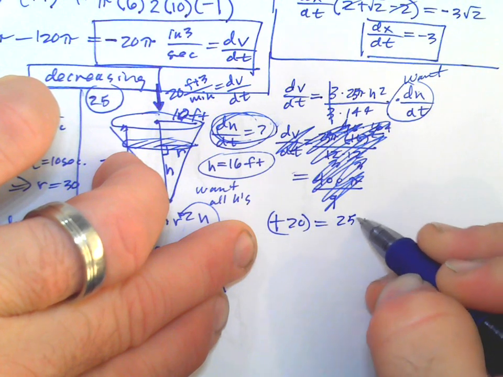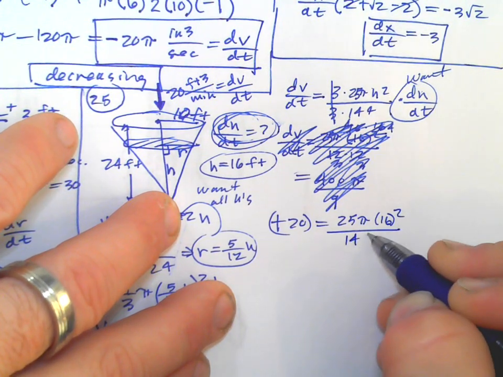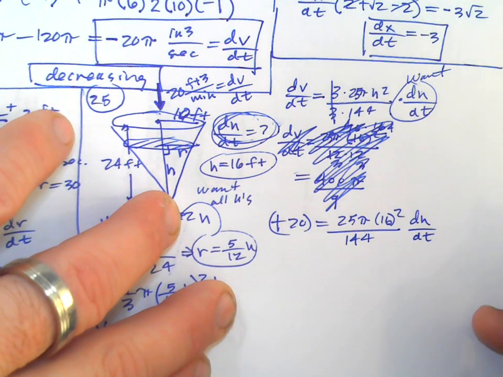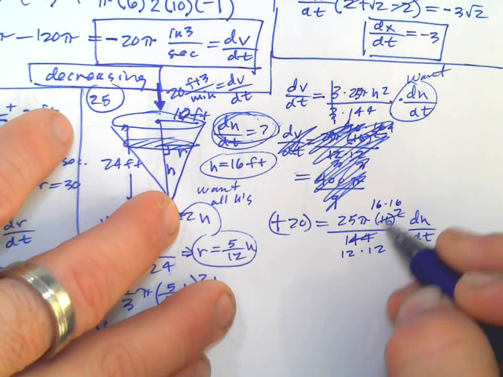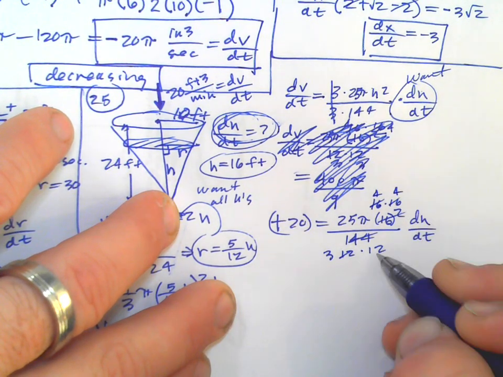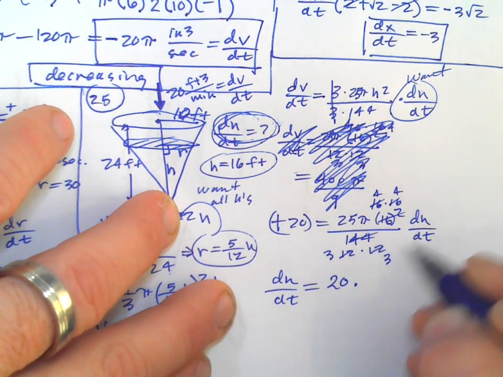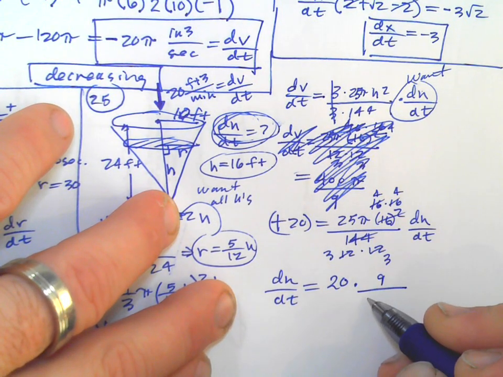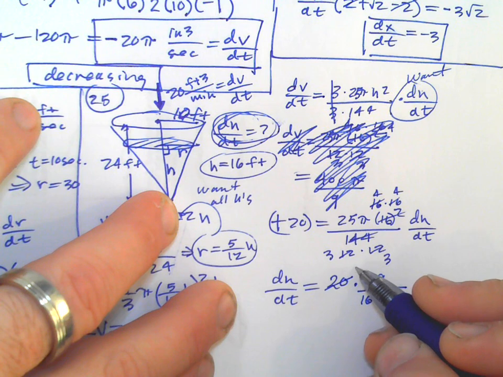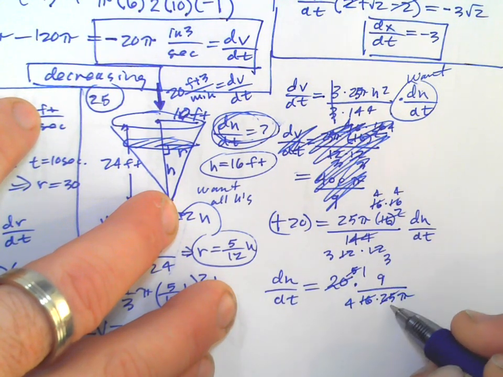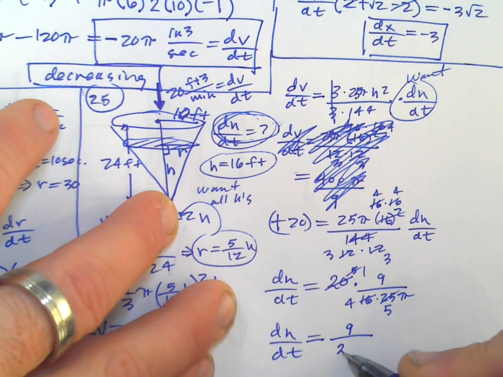And then 25 pi, you plug 16 in for the height. dh/dt, so we could reduce it like I was doing before, just to make it easier right now. Take a 4 out of that, and this, and a 4 out of that, and this. And so then dh/dt equals 20, and then you multiply by the reciprocal of this. It's going to be 9 over 16 times 25 pi. And we could reduce this some more. 4 comes out of that 5 times, and 4 times, and 5 comes out of that 5 times. So we finally get dh/dt equals 9 over 20 pi.